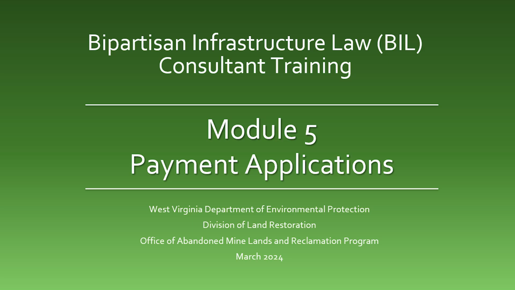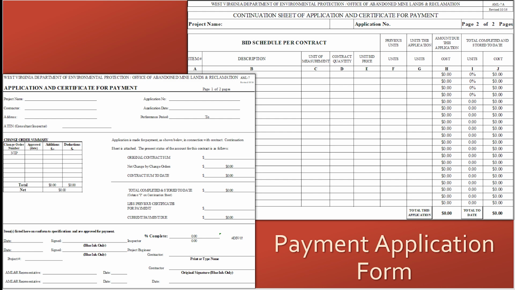Module 5, Payment Applications. This module outlines how to complete the payment application process with the department. Payment applications are written requests by a contractor for payment of services. The document is currently generated as a digital spreadsheet.